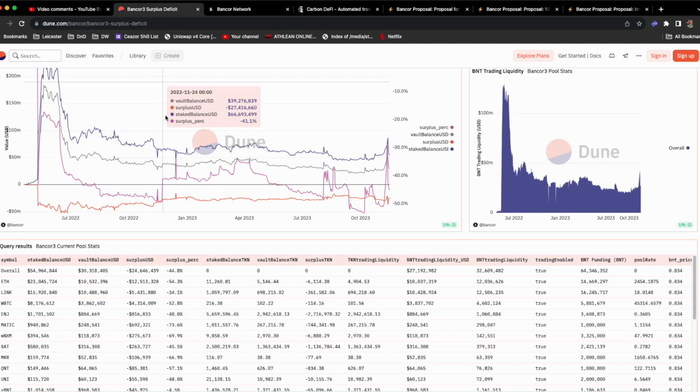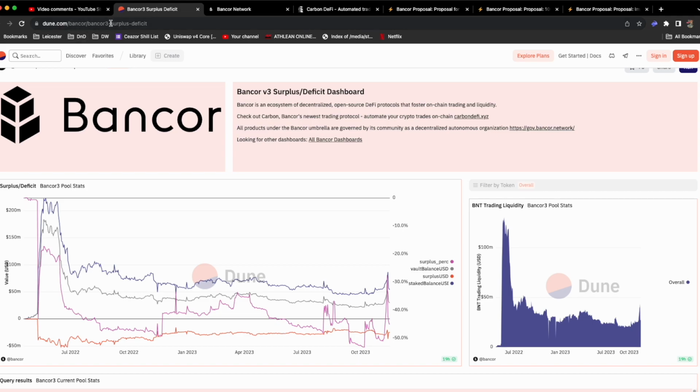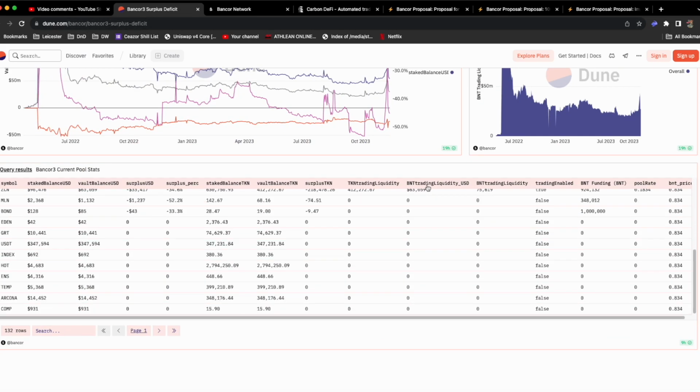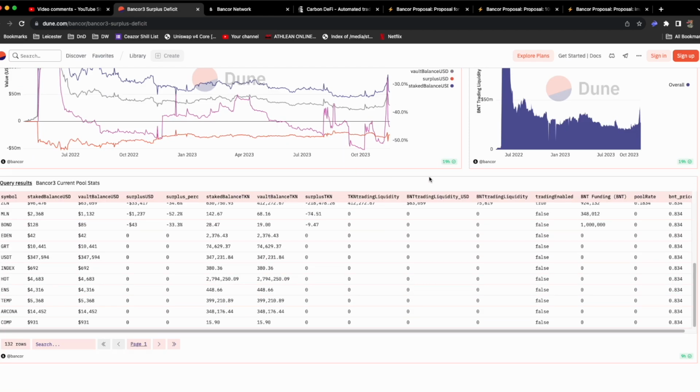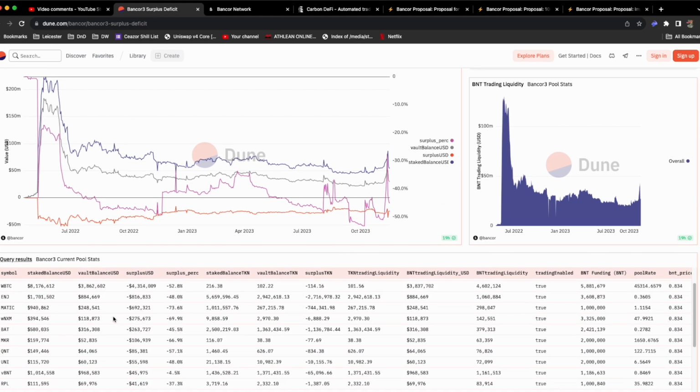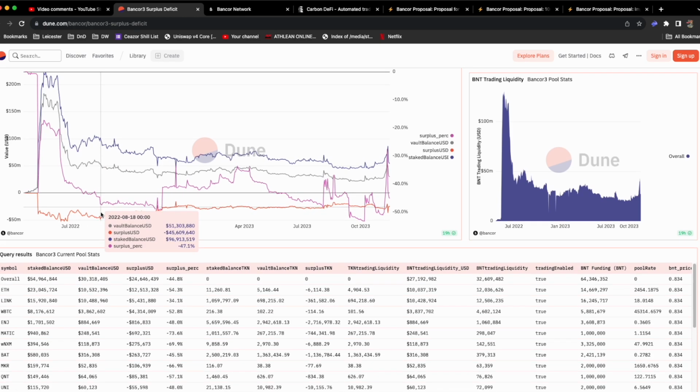So the first thing we want to talk about is this dashboard here. There's not too much data, but I'll explain a few key things that you have to watch here. So here we have stake balance versus the vault balance. As you can see, people put $23 million worth of ETH into the version 3 liquidity pool, so it would be ETH BNT LP, LINK BNT LP. They put 23 million in there, and currently there is $10 million in there. So it has a deficit of minus 54%, okay?